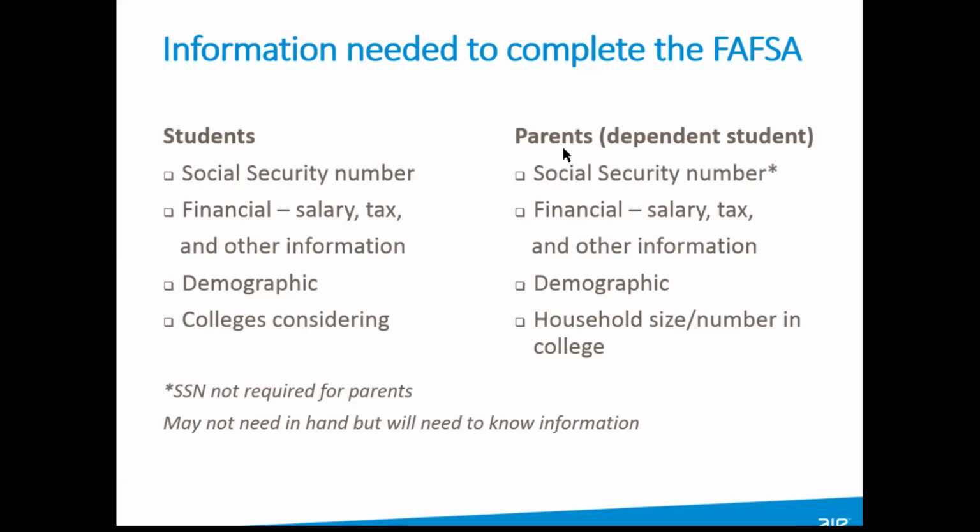Now, I also mentioned parents. Most students will need parental information. Not all students, but the FAFSA will determine whether or not a student needs parental information. If a student needs parental information, they're referred to as a dependent student. If they don't need parental information, they're referred to as an independent student.